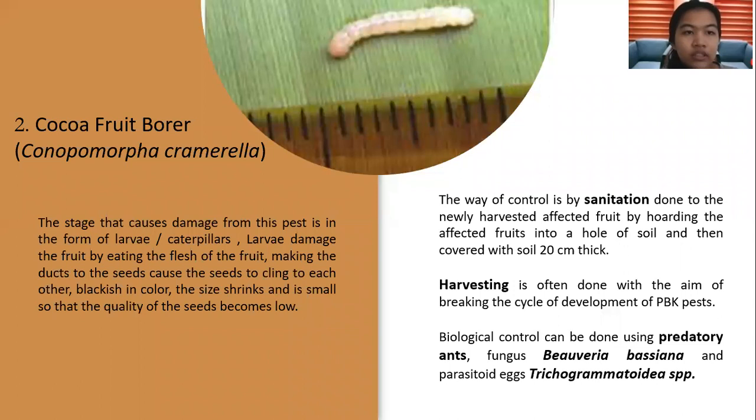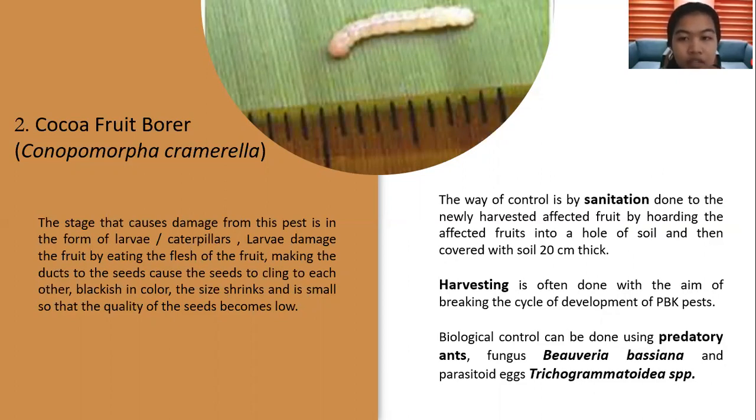So the next is the cocoa fruit borer, or Conopomorpha cramerella. The stage that causes damage from this pest is the larva, or caterpillar. Larvae damage the fruit by eating the flesh of the fruit and making ducts to the seeds, causing the seeds to cling to each other, blackish in color, shrunken and small, so that the quality of the seeds becomes low. Control is by sanitation: the newly harvested affected fruits are buried in a hole in the soil and covered with soil 20 cm thick.